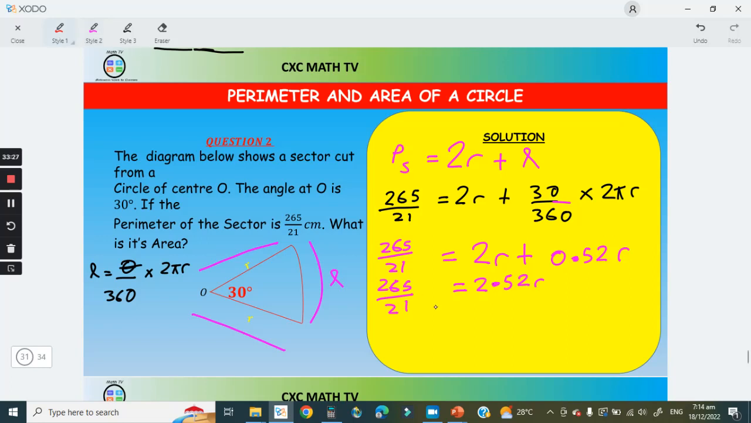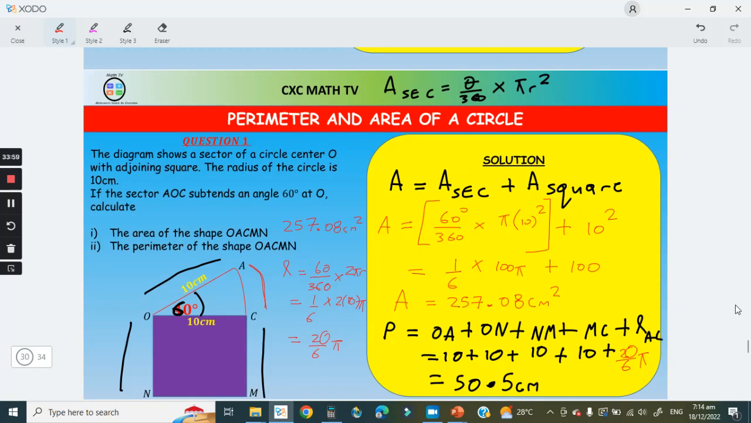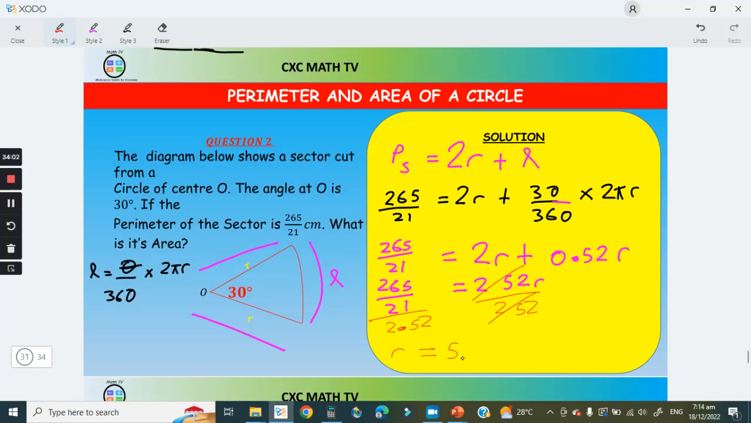So finally now we're able to divide both sides by 2.52. And by dividing both sides by 2.52, we're able to find the radius. Wow! So we did all of that to find the radius first. So now let's do our division. 265 over 21 divided by 2.52. We did our division and we get 5 flat. So our radius is 5 centimeters. Now, once we get our radius being 5 centimeters, now we can find the area. So now we can give them the answer.